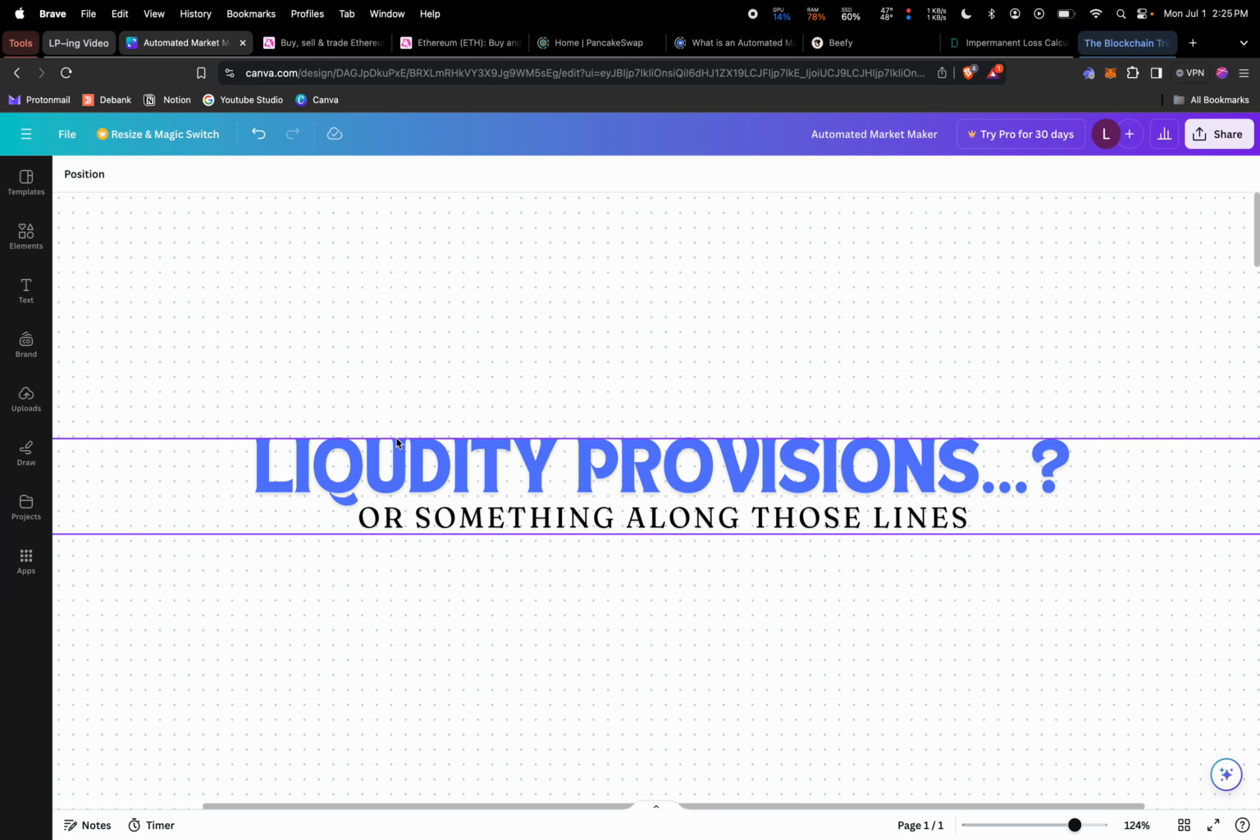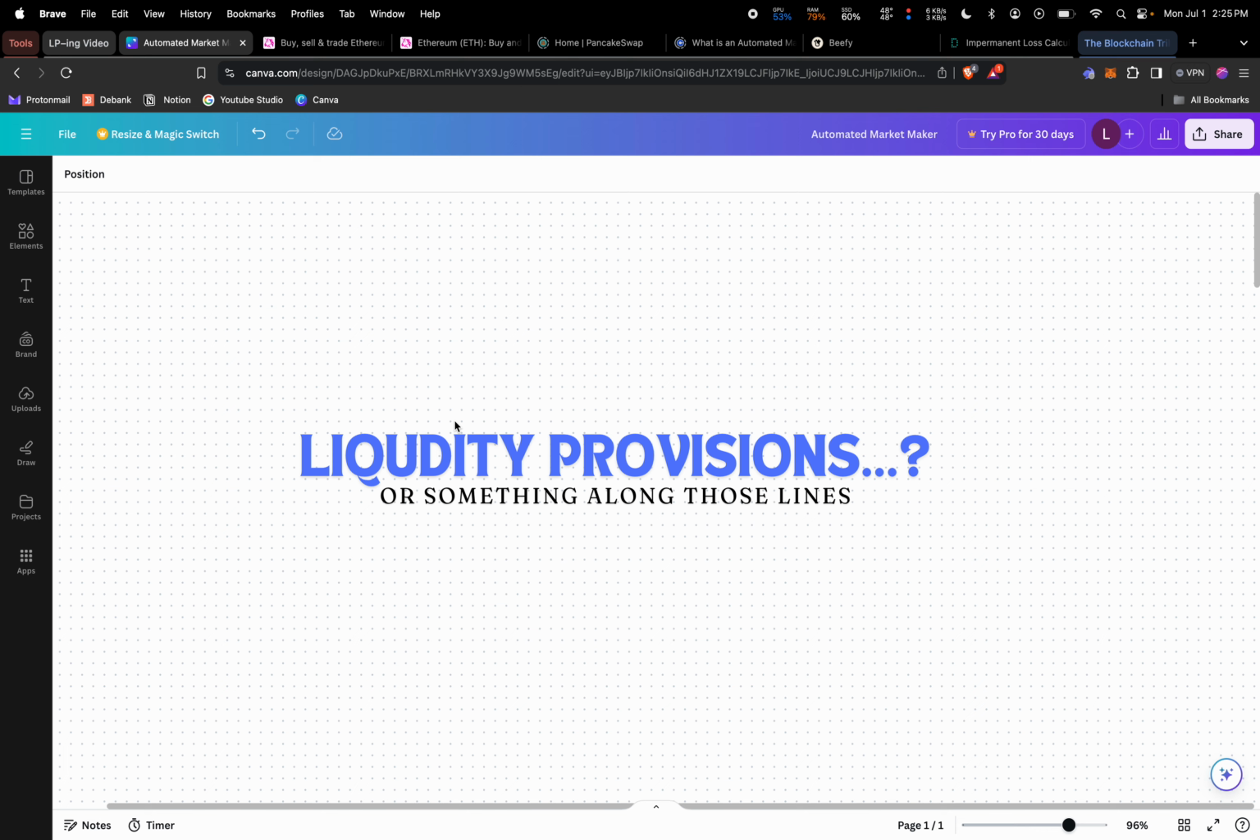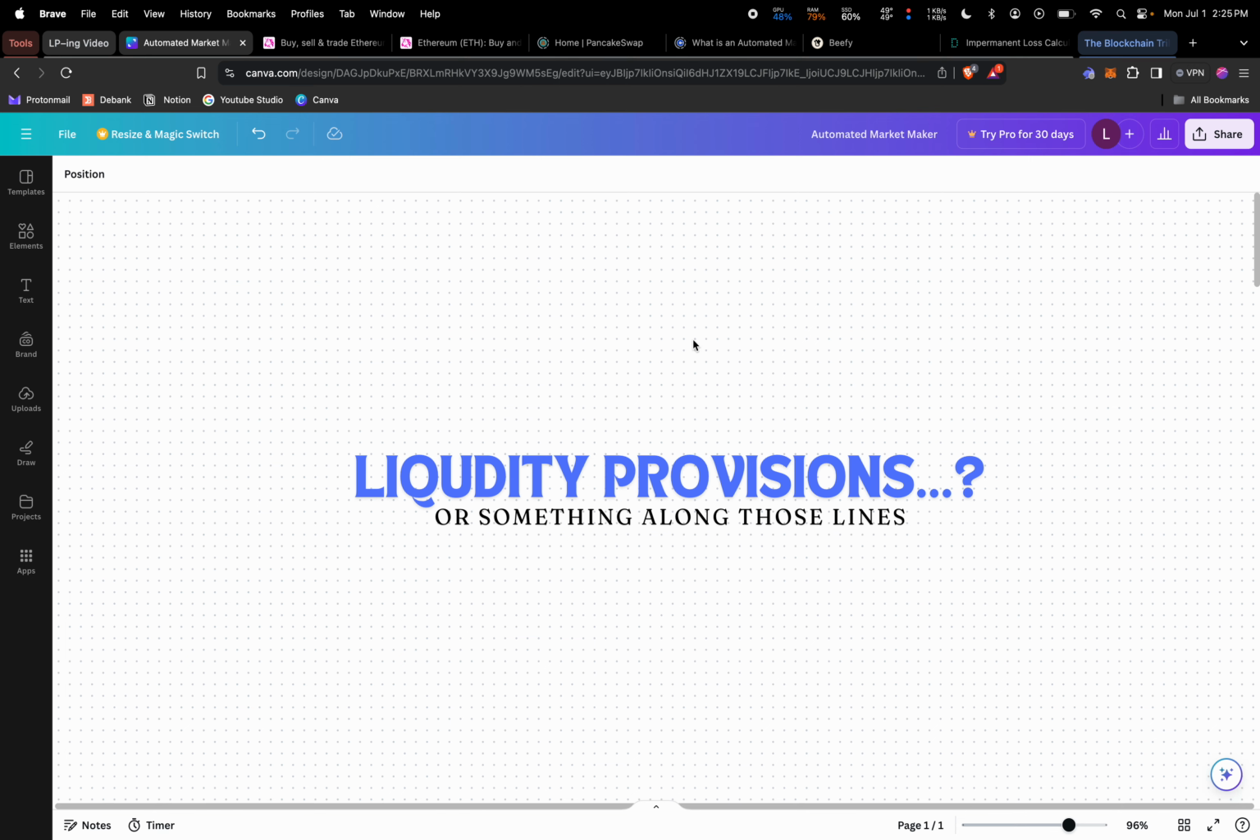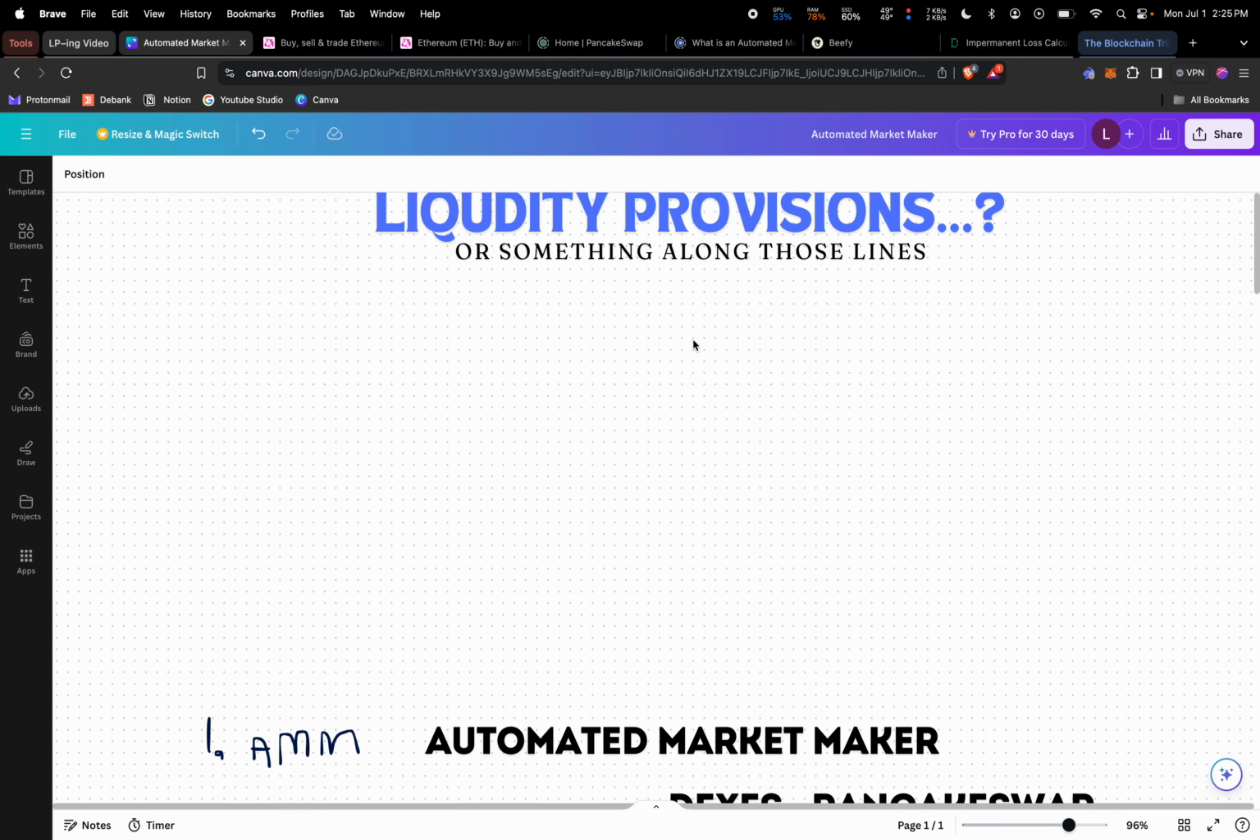LP usually stands for liquidity pool, liquidity provision, or liquidity providing. It stands for a few things because of the English language. Let's just get into it.